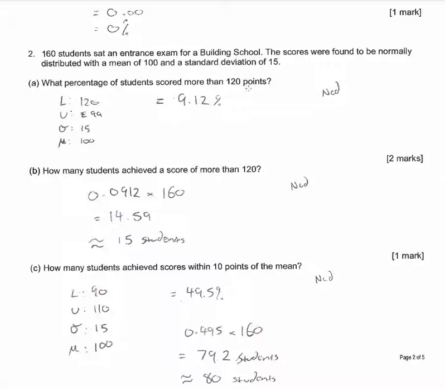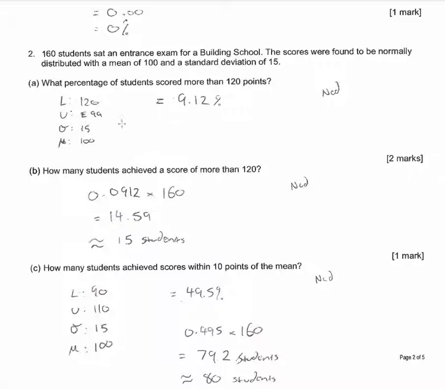So that becomes our lower number. So our lower is 120. Our upper can be any number, which is just not going to affect the digits. So we've done a 1 with 99 zeros. We've also got the standard deviation of 15 and the mean of 100.